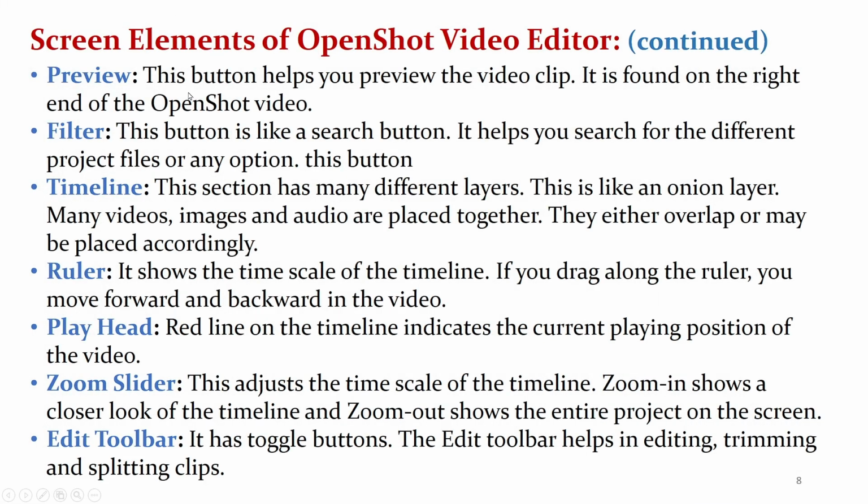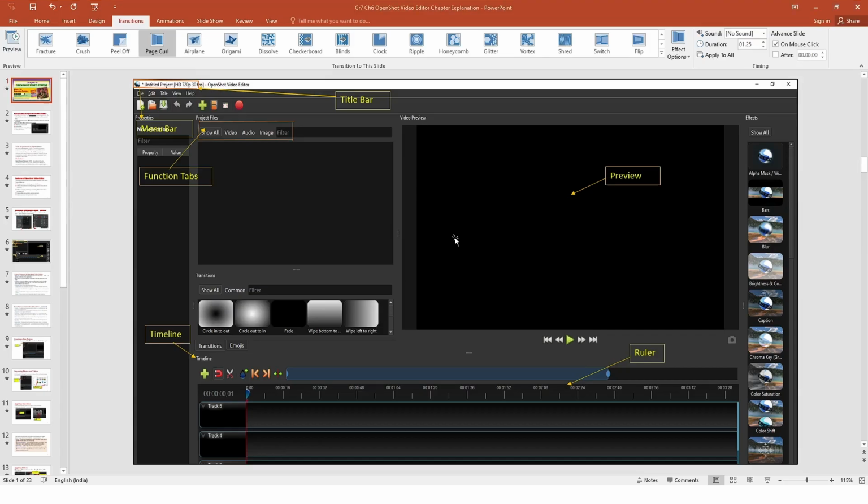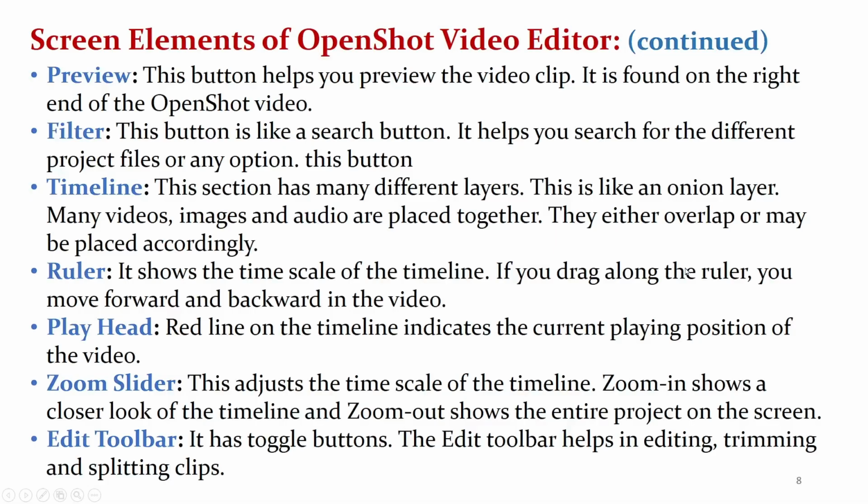So still we are on the screen elements. Preview: this button helps you preview the video clip. When you click on the option preview, it will help you to preview the video clip that you have made. It is found on the right end of the OpenShot Video Editor. Here it is. Filter: this button is like a search button. It helps you search for the different project files or any option.